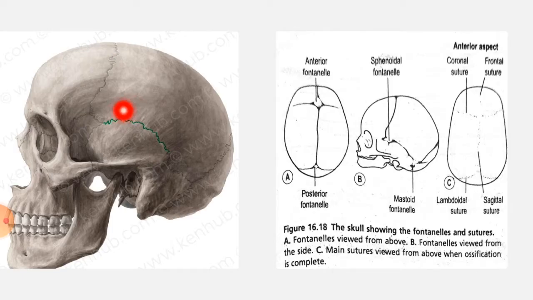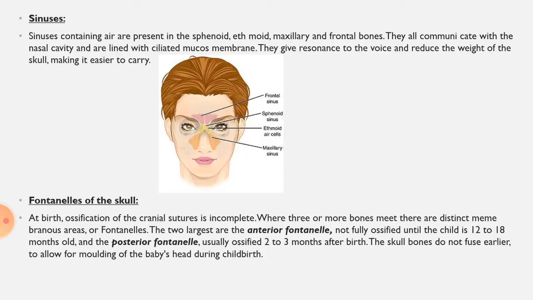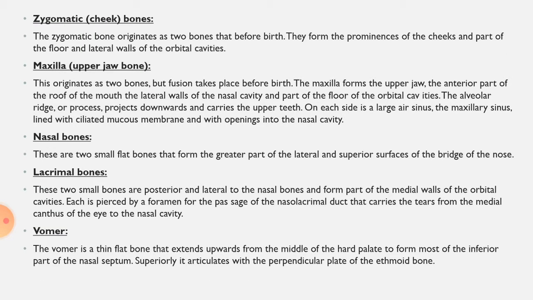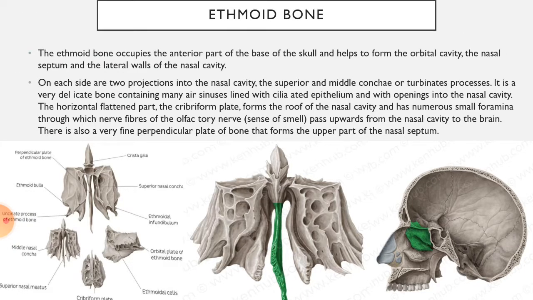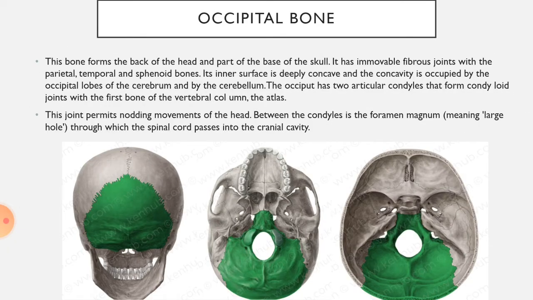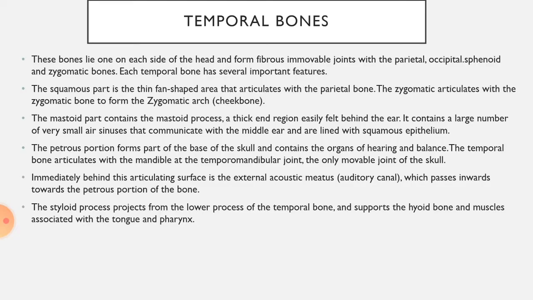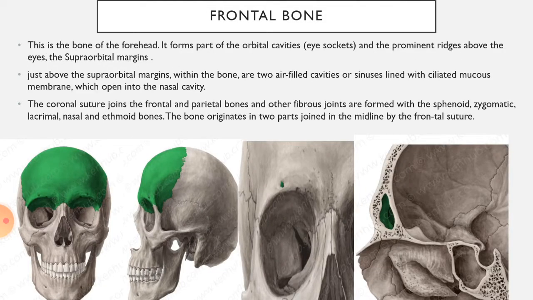And this one is the squamous suture, which is a joint between the squamous part of the temporal bone and the parietal bone. So your parietal bone articulates with all the bones of your skull.